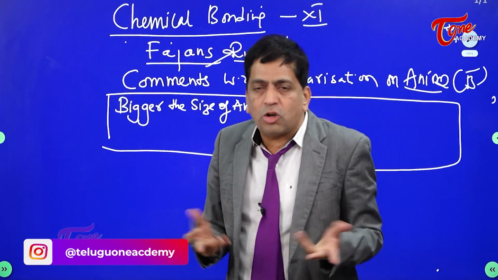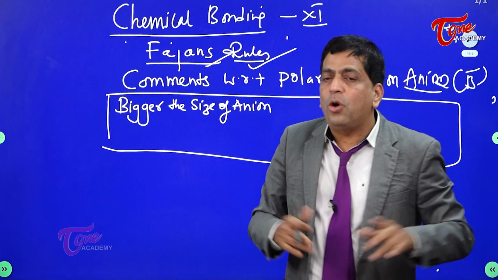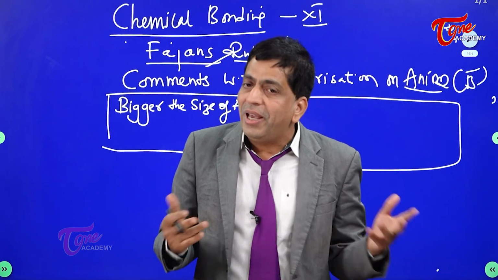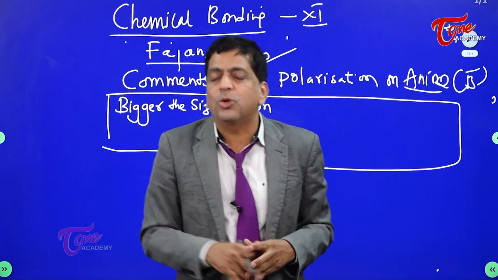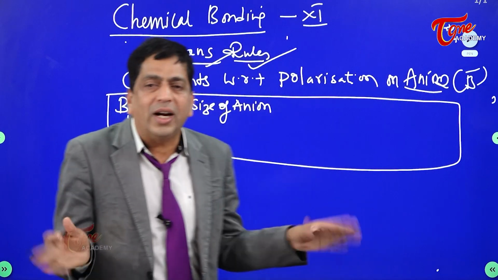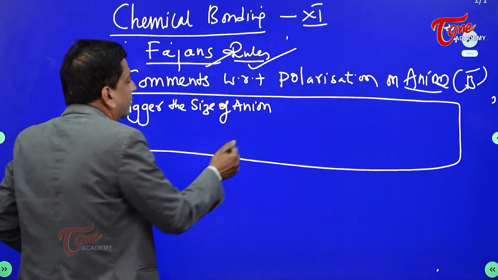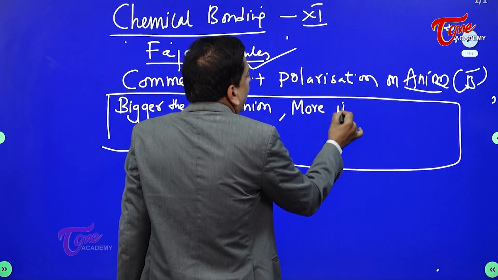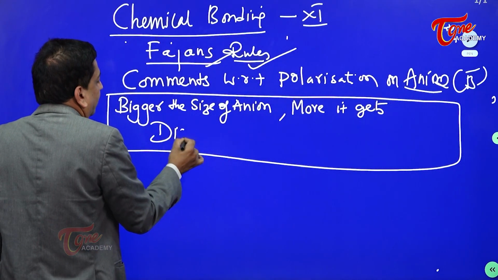So we just locate where the bigger anions are. First of all, anions are placed to the extreme right. And how to pick, fellows? From top to bottom the size increases. So bigger anions are placed to the extreme right bottom, right? So look at the comments. He says that the bigger the anion, more it gets distorted.